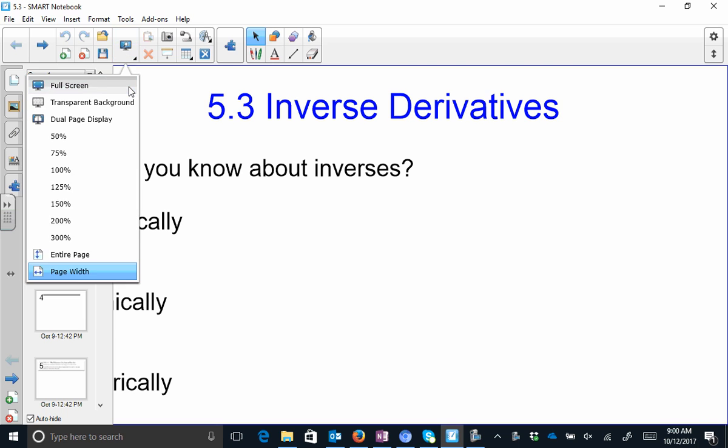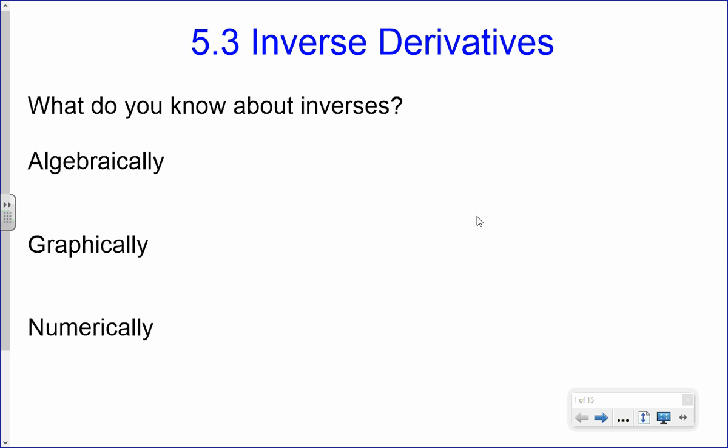All right, so today we're going to talk about inverse derivatives. Tomorrow we're going to talk about inverse trig derivatives. So the first thing I'd like you to do is at your table, put your heads together and come up with what you know about inverses. Algebraically, like if you have an equation, graphically, you have a graph, numerically, you just have a table of x, y values. What do you know about finding an inverse?